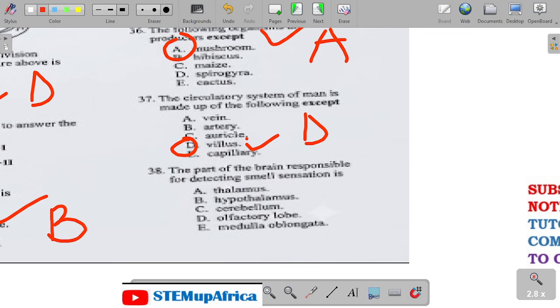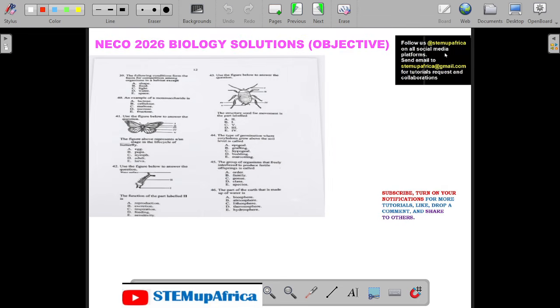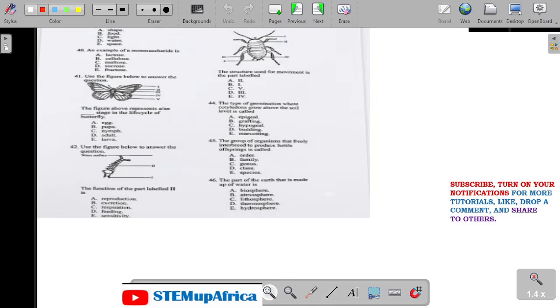Let's look at question 38. The part of the brain responsible for taste and smell sensation is what? It is the olfactory lobe. We all know that. I found this when I was teaching you the skeletal system and the brain. It is the olfactory lobe, which is D. So let's see what question 39 has for us.